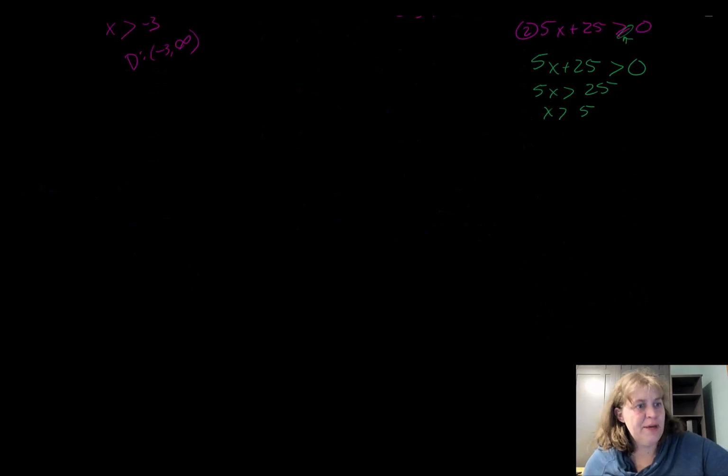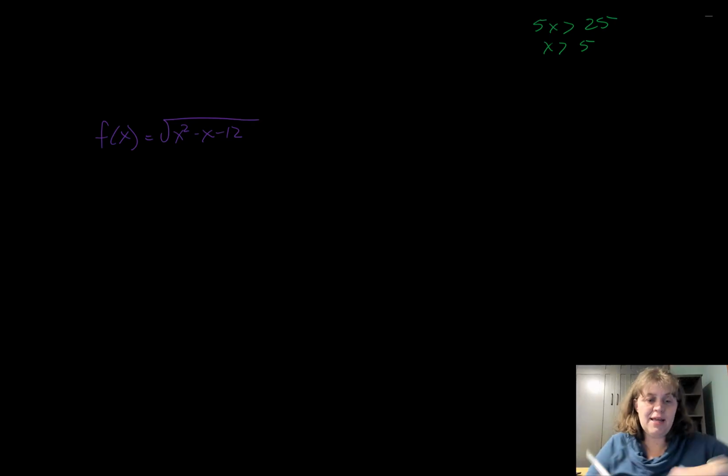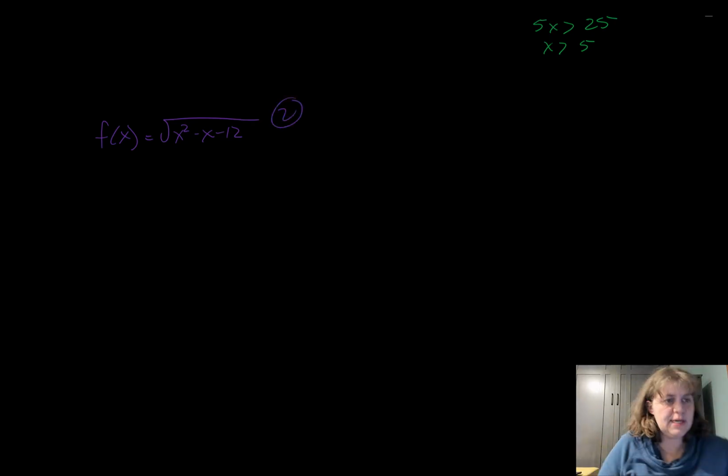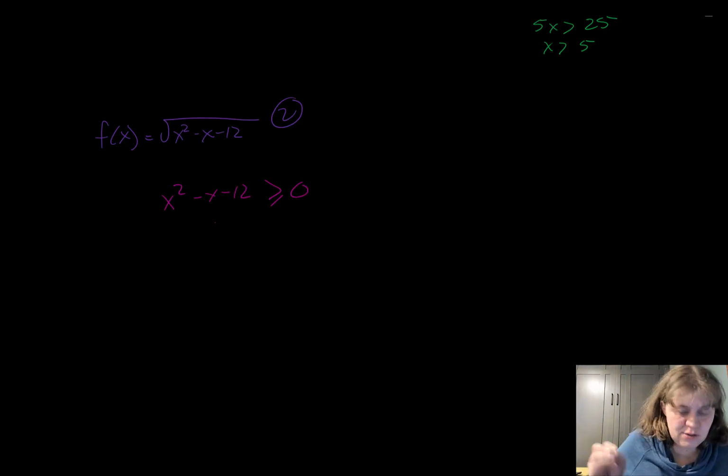All right, now the fun one. Because why not do the fun one? Because we can and it's there. So f of x is equal to the square root of x squared minus x minus 12. Again, we're breaking rule number 2 with this guy. I can't allow negative things to fall into square rooties. So we're going to take x squared minus x minus 12, and we're saying that has to be greater than or equal to 0.